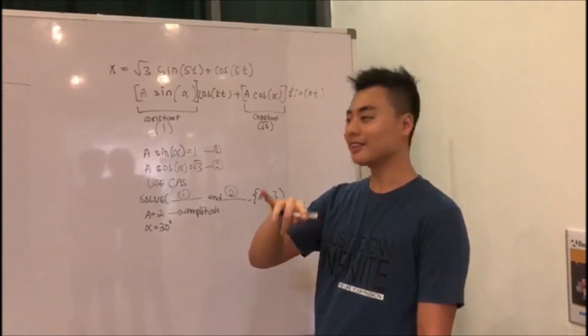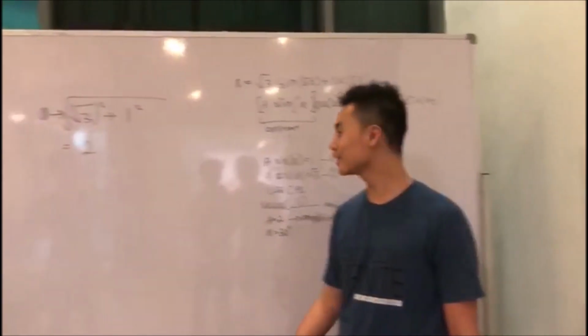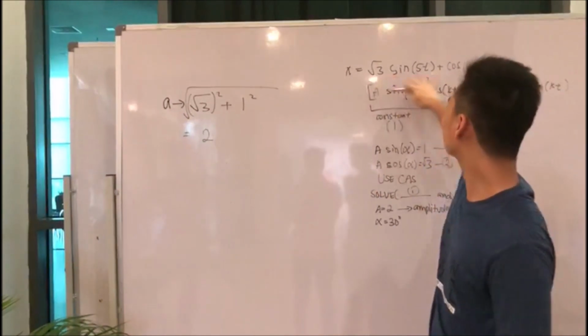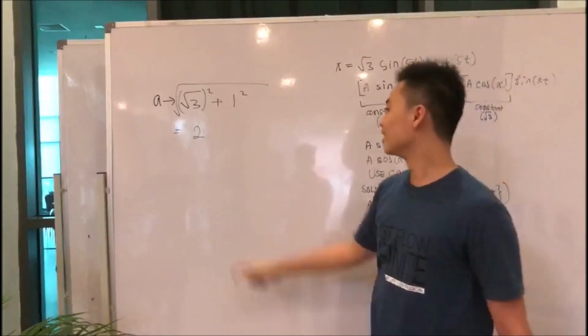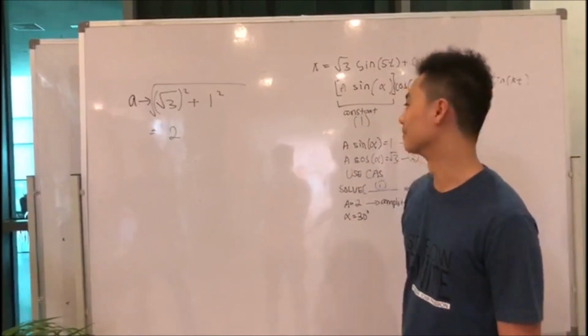But there's an alternative way to do it. Just take the two constants and do it with Pythagoras' theorem, and you get it.